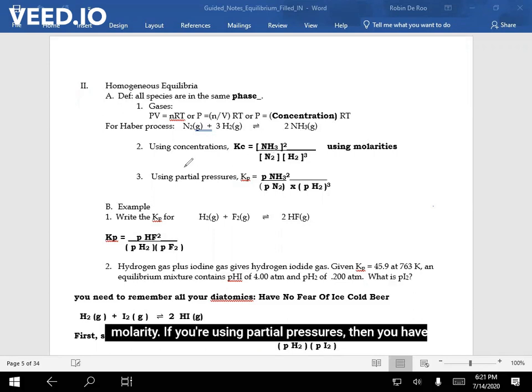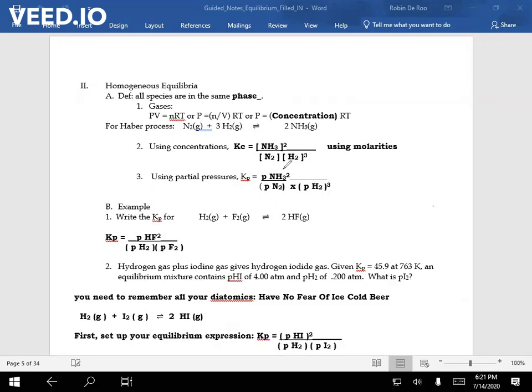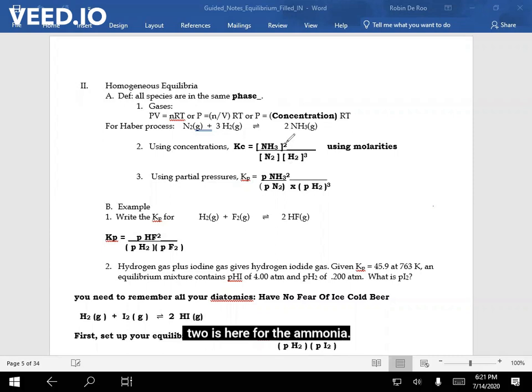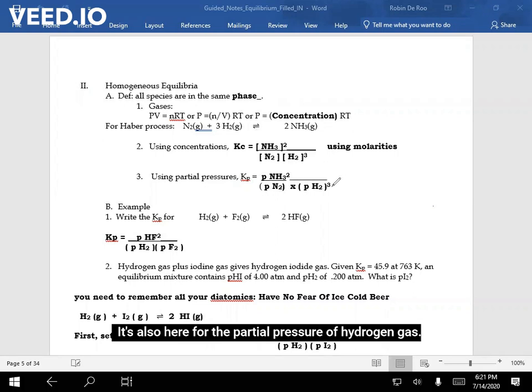If you're using partial pressures, then you have a Kp. So in this case, it would be the partial pressure of ammonia over the partial pressure of nitrogen times the partial pressure of hydrogen. Notice that we still use the coefficients. This 2 is here for the ammonia. It's also here for the ammonia. This 3 is here for the concentration of hydrogen. It's also here for the partial pressure of hydrogen gas.